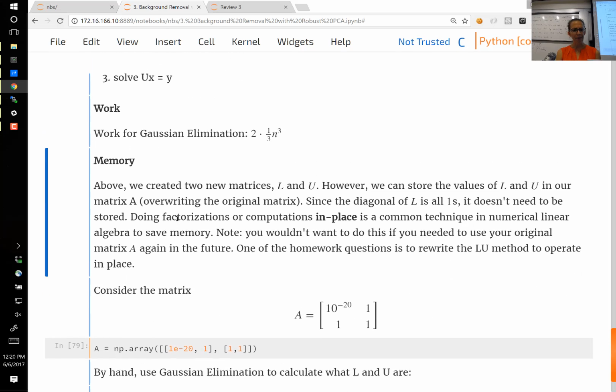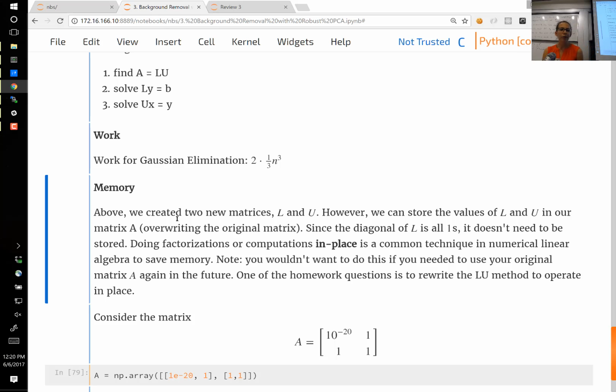As for the question of memory, above we created two new matrices, L and U. However, they can actually be stored in matrix A by overwriting the original matrix. And remember with L, since the diagonal is always 1s, you don't actually have to explicitly store that. This is called doing something in place, and it's a really common technique in numerical linear algebra.